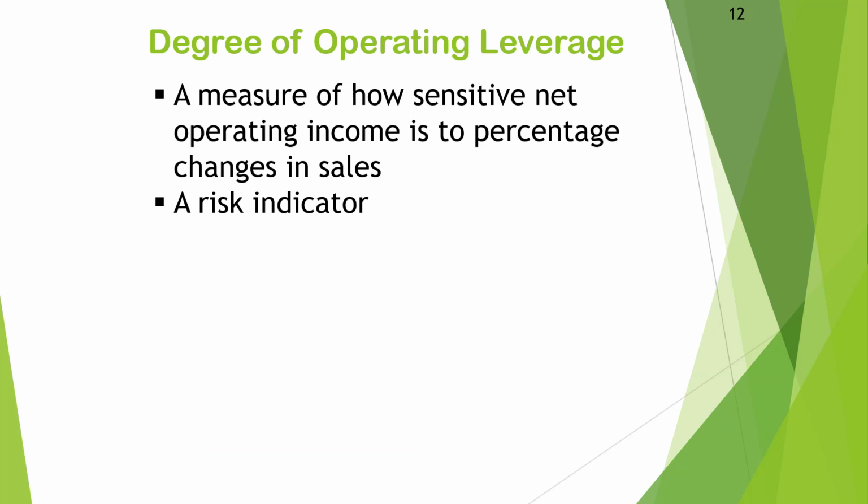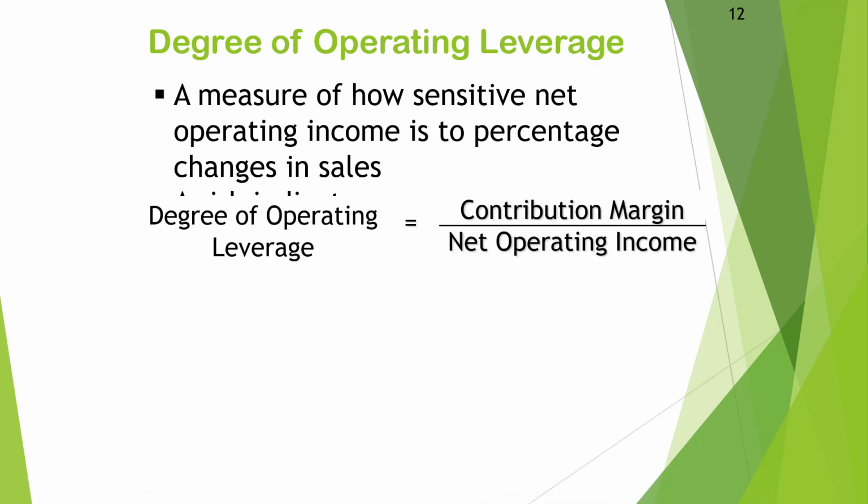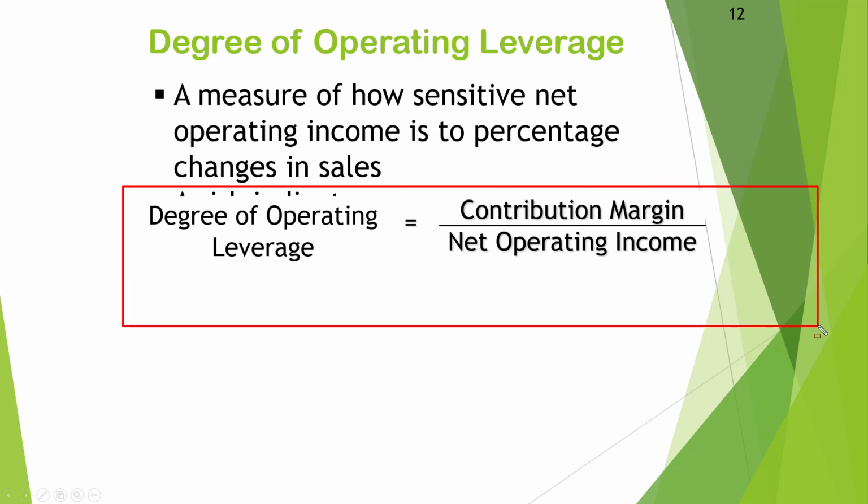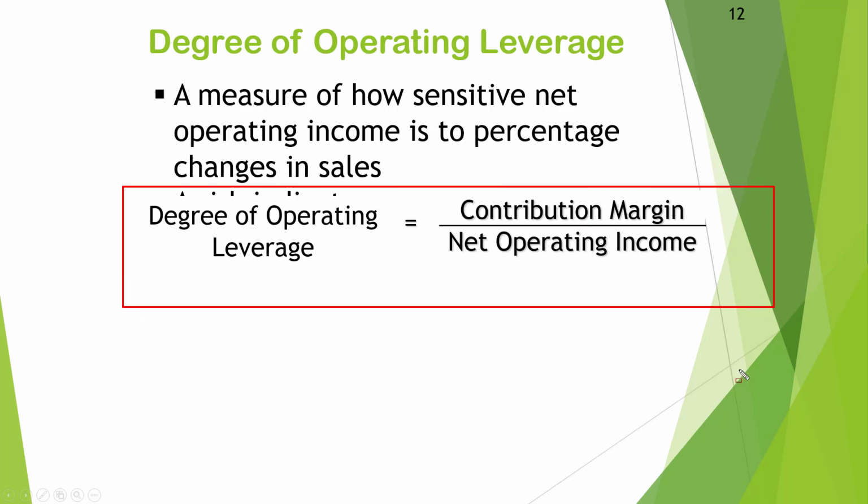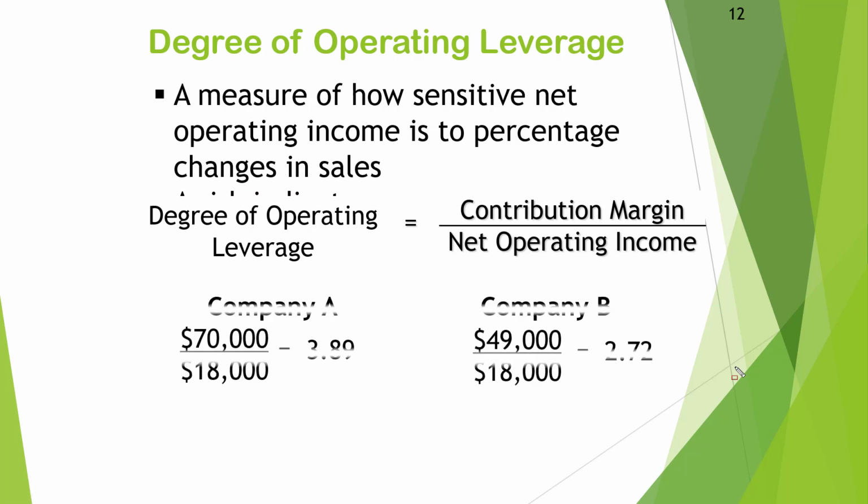So let's talk about the degree of operating leverage. The degree of operating leverage is a measure of how sensitive net operating income is to percentage changes in sales, and this is a risk indicator. We can identify the degree of operating leverage by this particular formula: dividing the contribution margin by the net operating income.